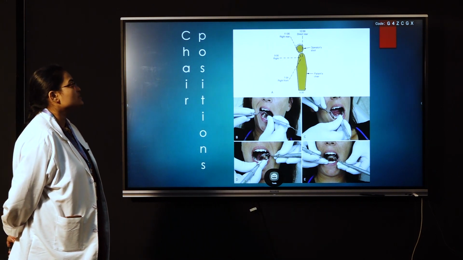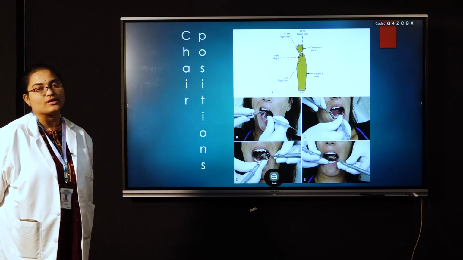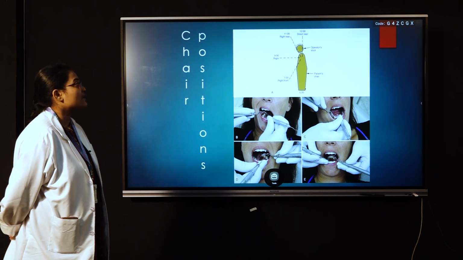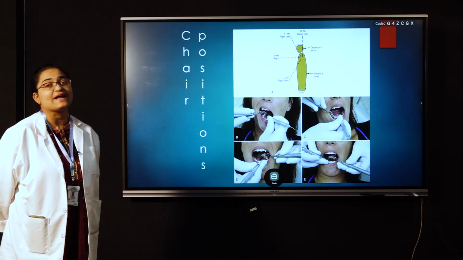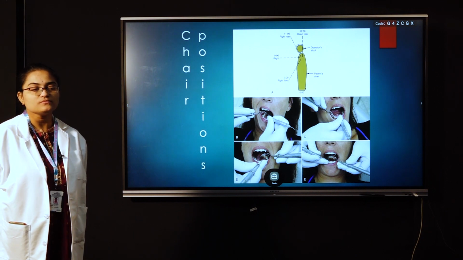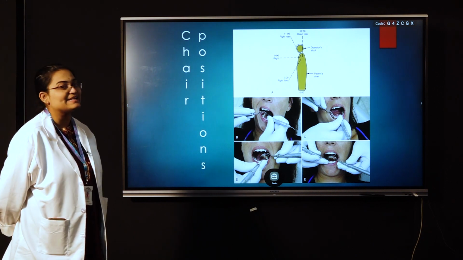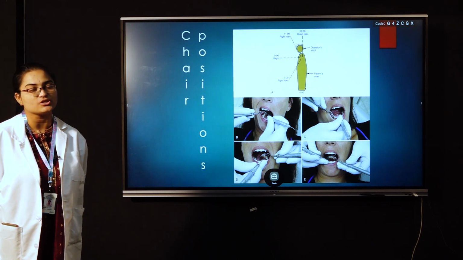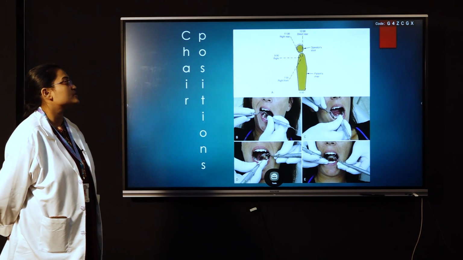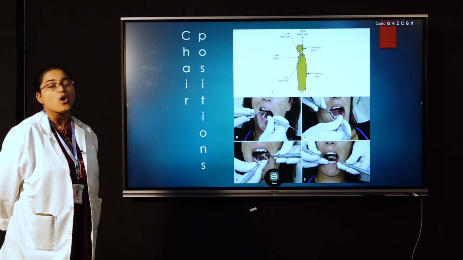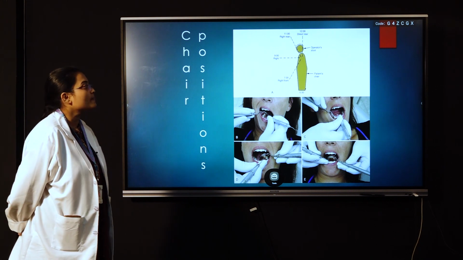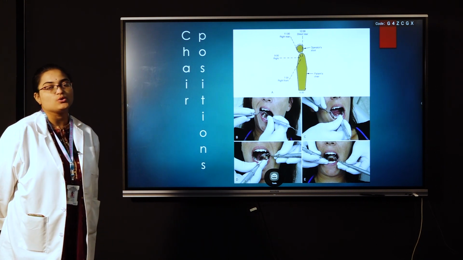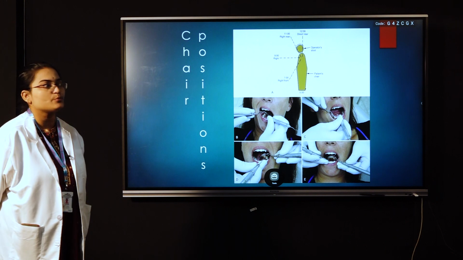The other three positions exclusively used for right-handed dentistry are the 11 o'clock position, also called the right rear position. That means you are behind the patient, slightly positioned towards the right of the patient, and this is a universal position where you can access almost all the teeth from these positions. So the 11 o'clock position is called a universal position and the most commonly used position.